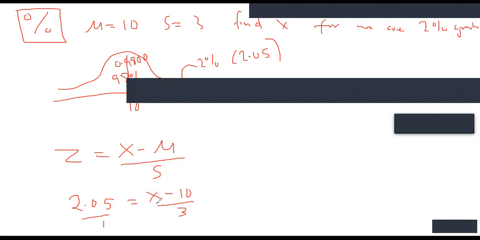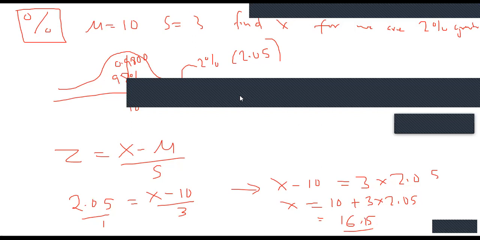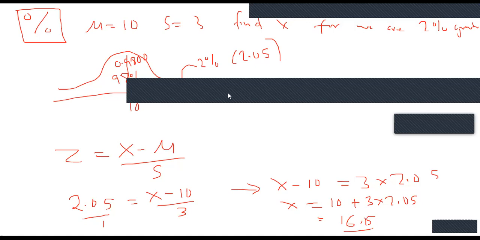So 1 times that one, X minus 10 is equal to 3 times 2.05. X is equal to 10 plus 3 times 2.05. So what do we get? 3 times 2.05 plus 10 is equal to 16.15. So 16.15. That is the value of what? Of X.